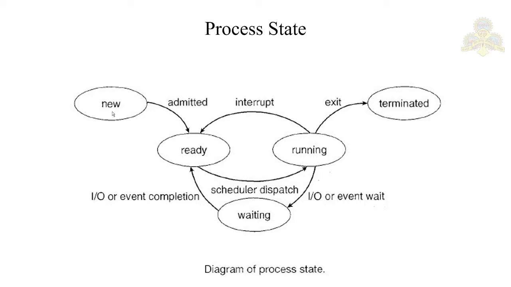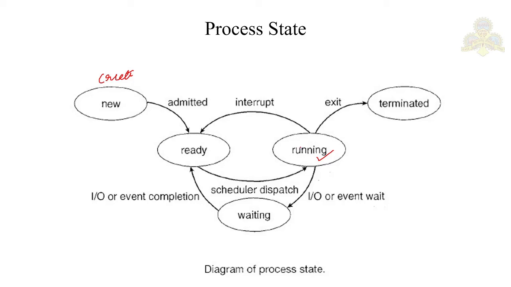So what is this new state? Whenever a process is being created, it would be in a new state. Then running: instructions are being executed here. That means your process is running, your instructions are being executed. That means it is in the running state.